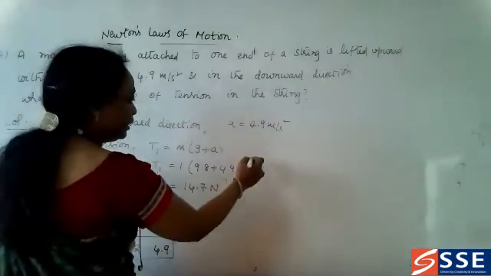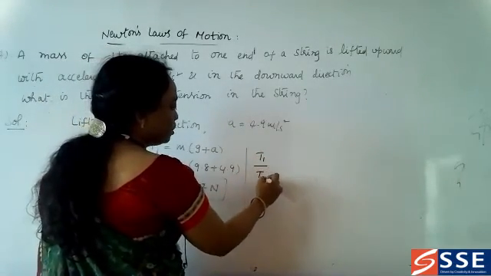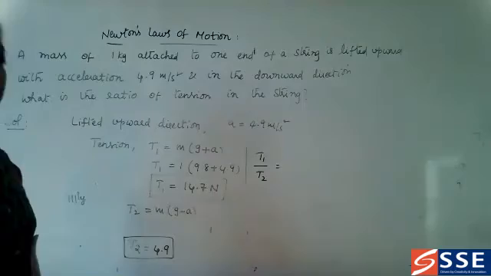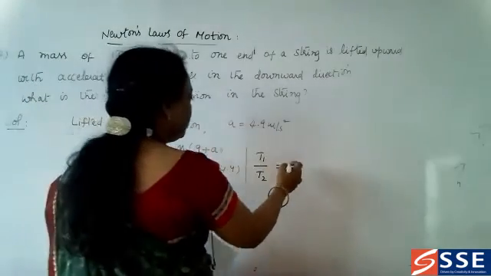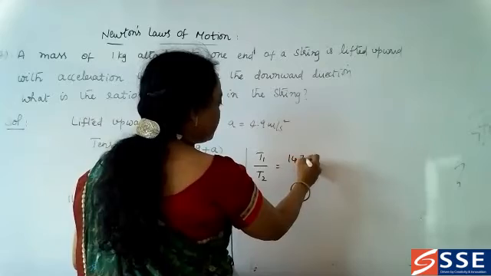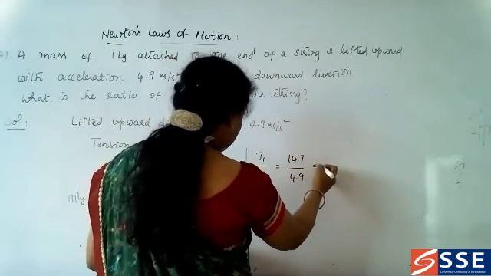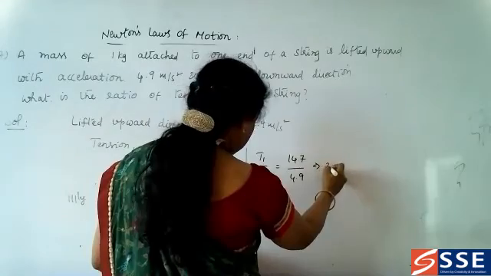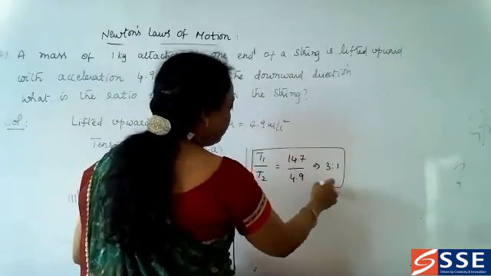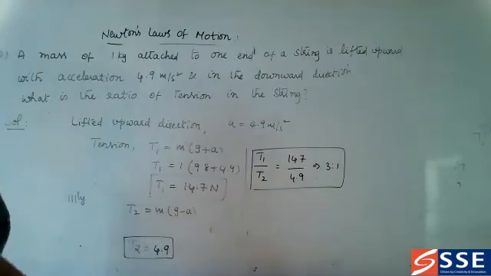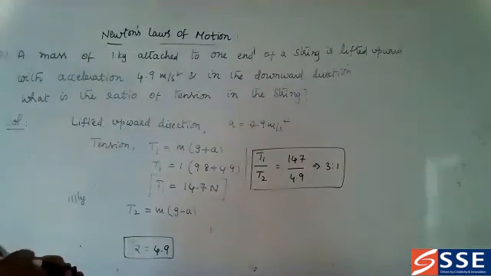So we have to take next, we have to consider T1 by T2. So what is the ratio of T1 and T2? So tensions we have to calculate, ma. So T1 by T2 is 14.7 by 4.9. So this goes to nearly 3:1. So you can cancel this, and after that T1 by T2 ratio goes to 3:1. So the answer will be 3:1.